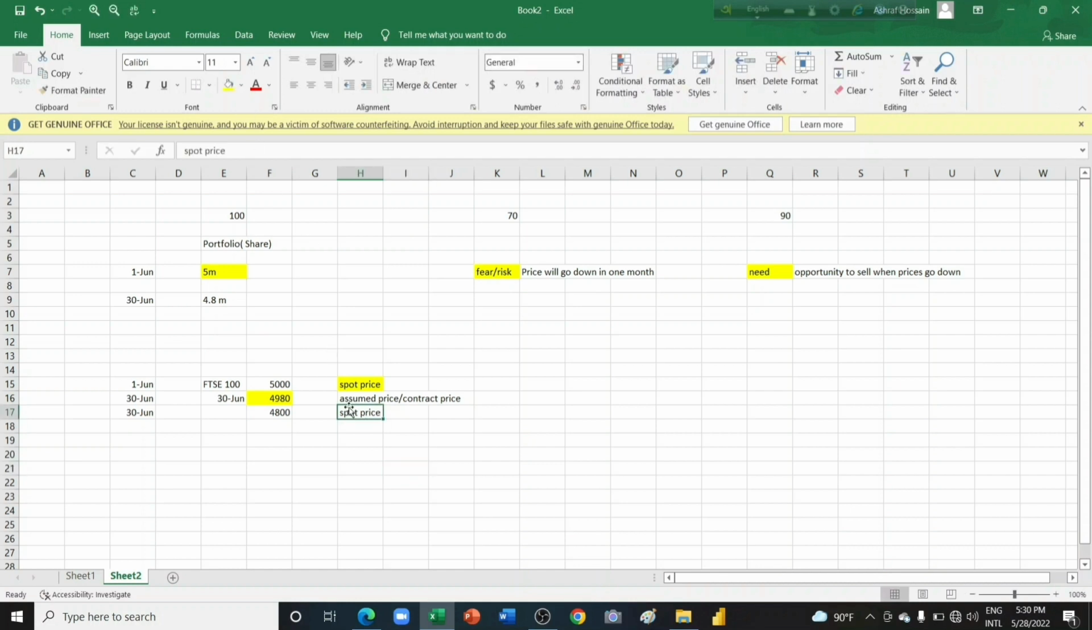So please do not get confused between all these three prices. The 5,000 is the price on 1st June, the spot price, the actual price. The 4980 is the price on 1st June, giving you the right to sell this future on 30 June. So this is not the spot price, this is the price of the contract. This will give you the right and obligation to sell this future on 30 June for 4980. And on 30 June, the spot price or the actual price of the future in the market is 4800.